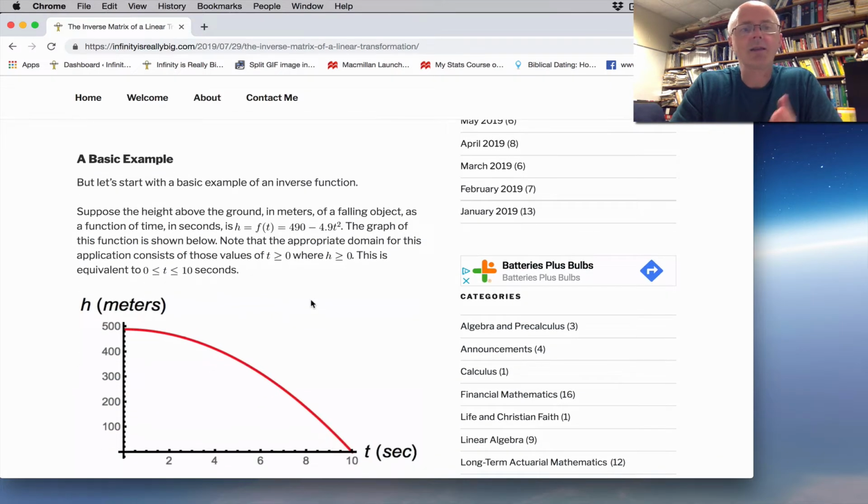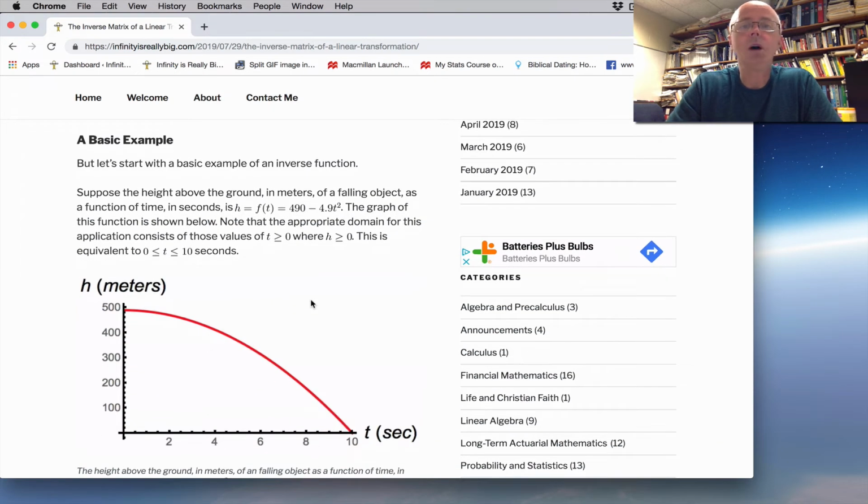And I start with a nonlinear algebra example where we're looking at the height of a falling object as a function of time. Maybe this is a rock, because we're not taking air resistance into account. H is in meters and t is in seconds. H is a function of t. It's 490 meters. That's the height at time zero. It's way up there. You're dropping it, letting it fall down. As a function of time, it would have this equation if there was no air resistance.